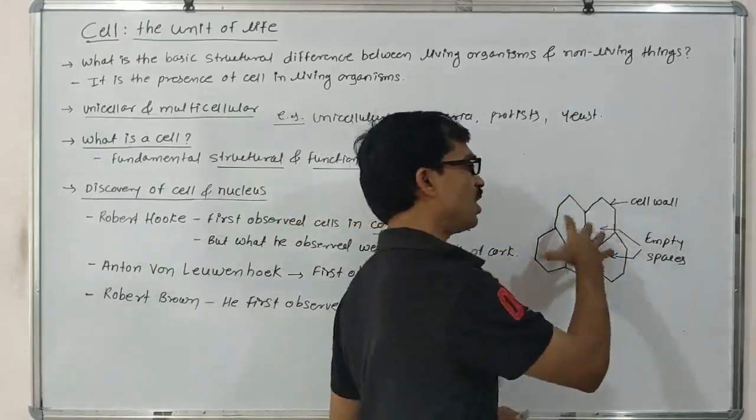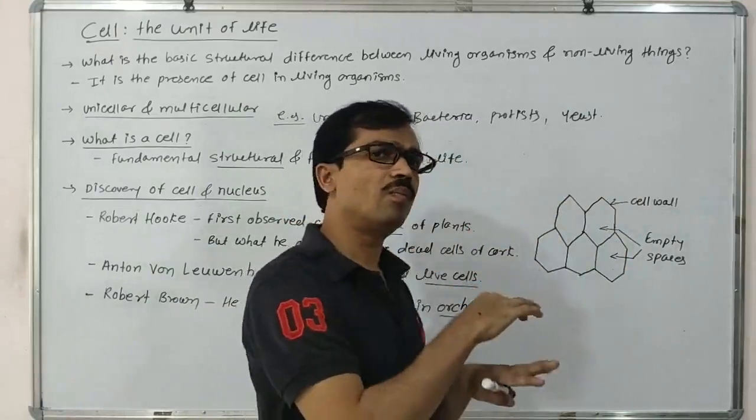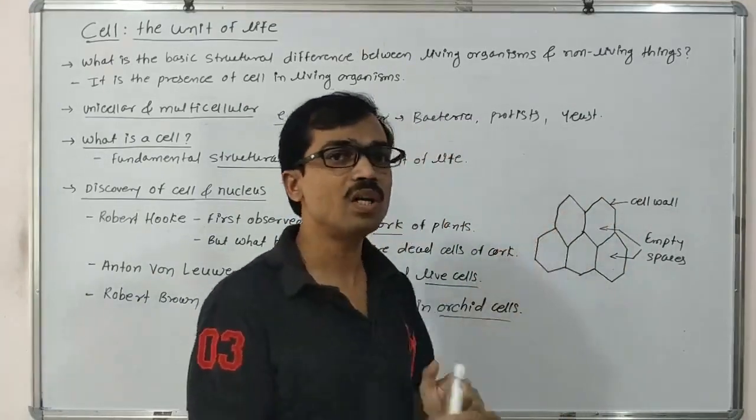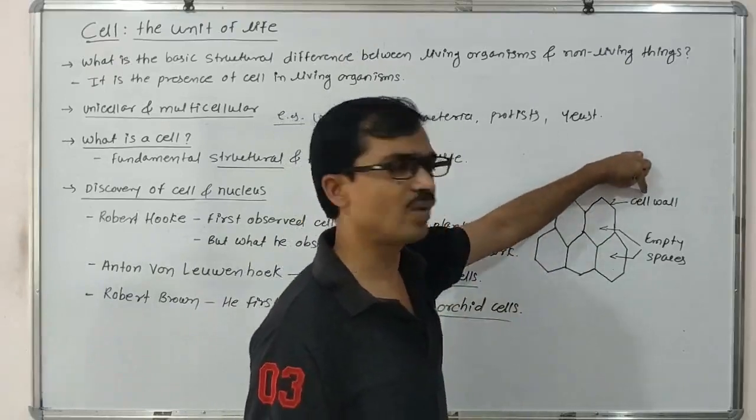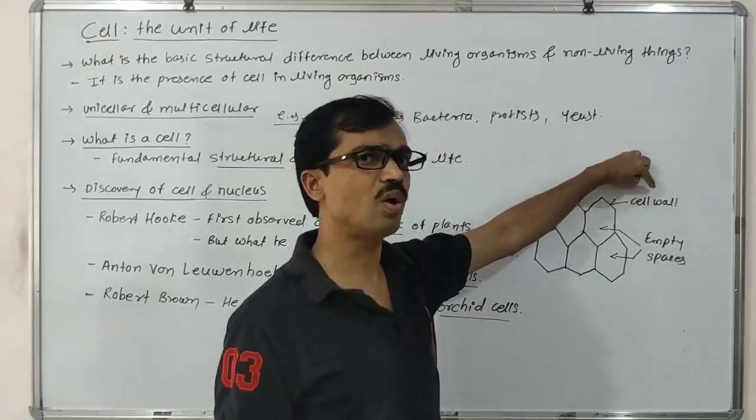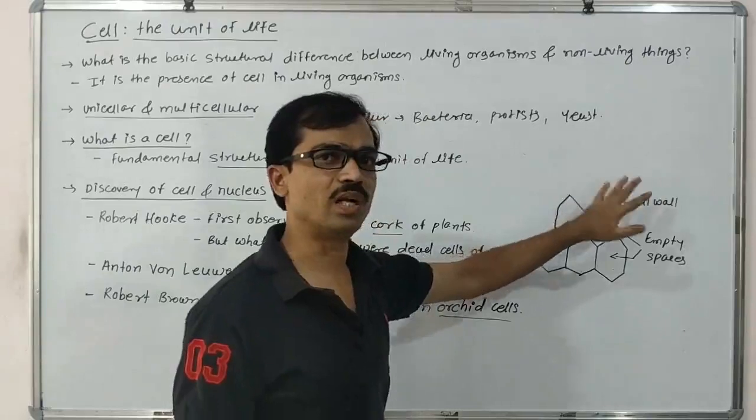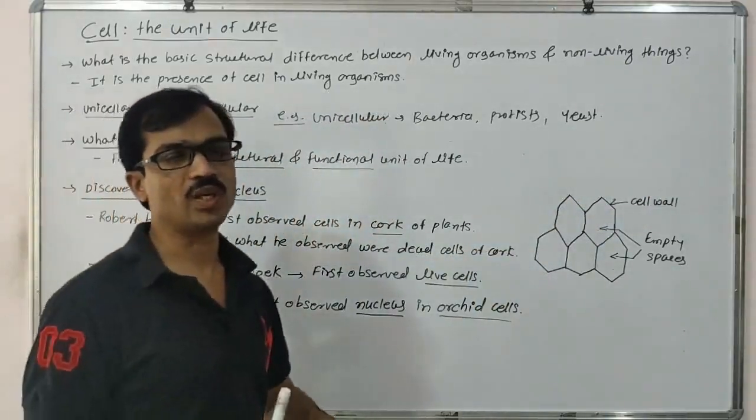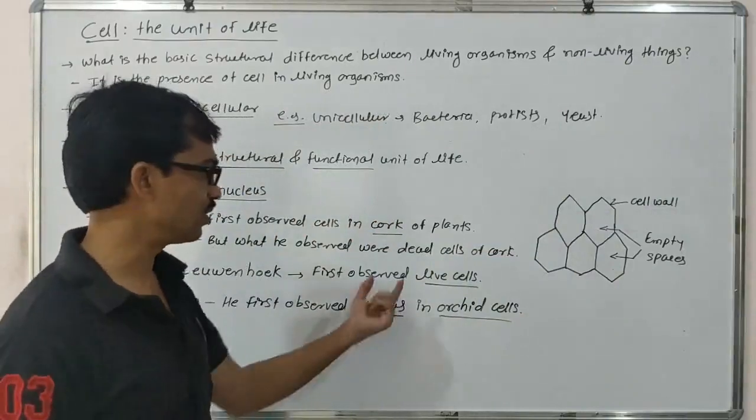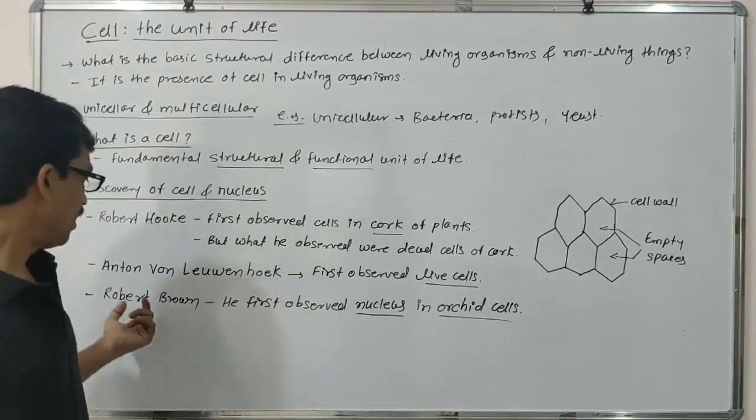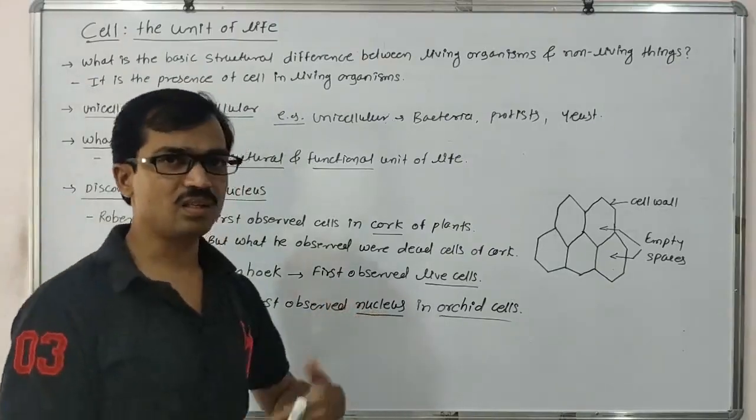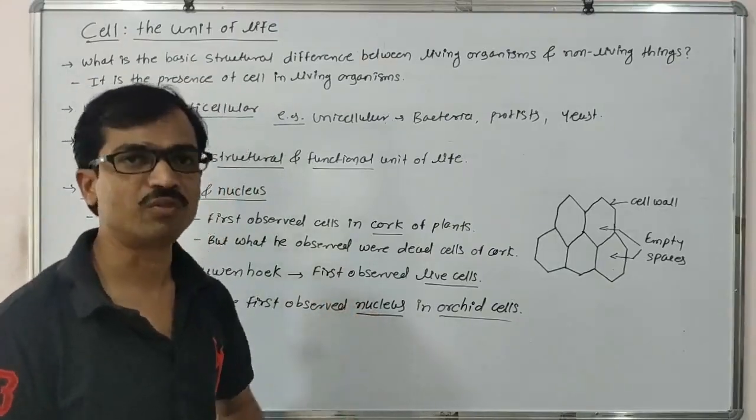That means there was no nucleus or cytoplasm, everything had died and degenerated. So what he observed was the boundaries of the cells, and these boundaries are made up of cell walls. So he only observed the cell walls of the dead cells. Now the next scientist, Anton van Leeuwenhoek, first observed the live cells. And then Robert Brown observed the nucleus, inside which DNA is present in the form of chromosomes.